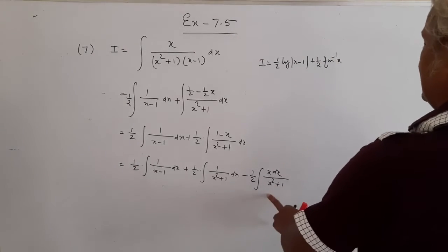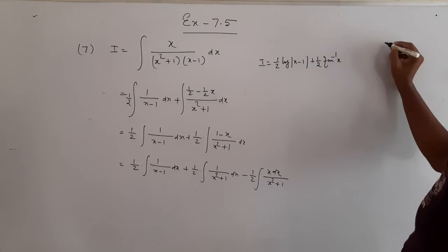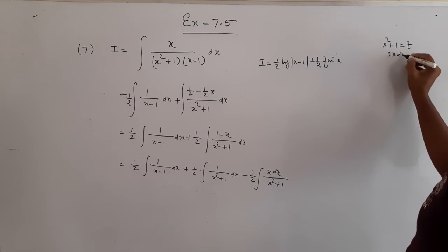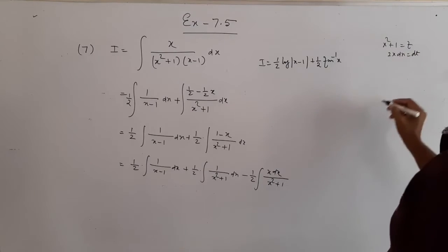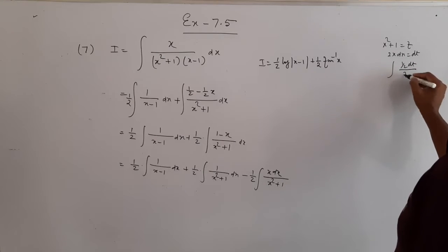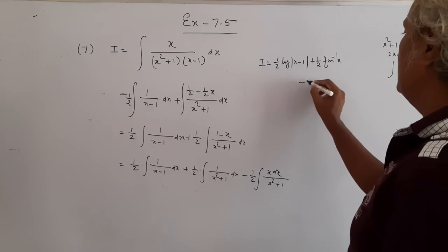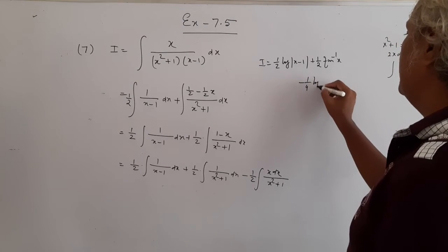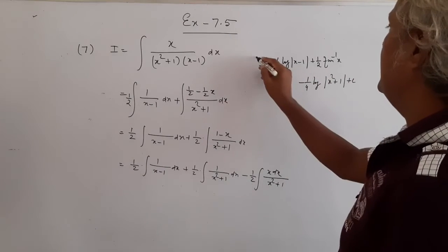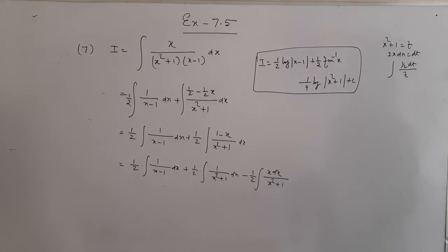and for this last part, for a little briefing, taking x square plus 1 as t, you get 2x dx as dt, meaning x dx as half dt, and this becomes half dt over t, that is again log mod t. Half and half together will become minus 1 over 4 log mod x square plus 1 plus c, and this is the answer for this particular question. Now I go for question number 8.